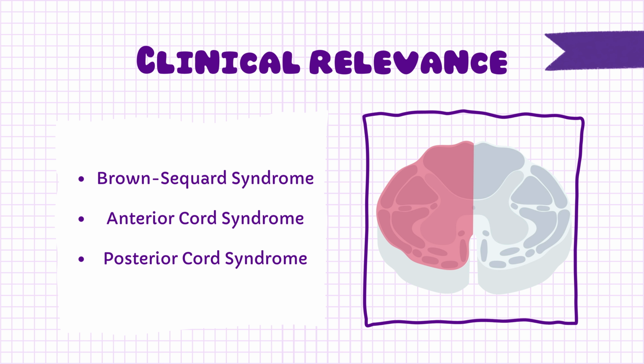Next, anterior cord syndrome. This affects the front 2/3 of the spinal cord. You lose pain and temperature sensation below the lesion, due to spinothalamic tract damage. You also get motor weakness, from corticospinal tract involvement, but the dorsal columns are spared, so vibration and proprioception remain intact. Finally, posterior cord syndrome. This is less common, but very distinctive. You lose vibration and position sense from dorsal column damage, but motor function and pain sensation are typically preserved.